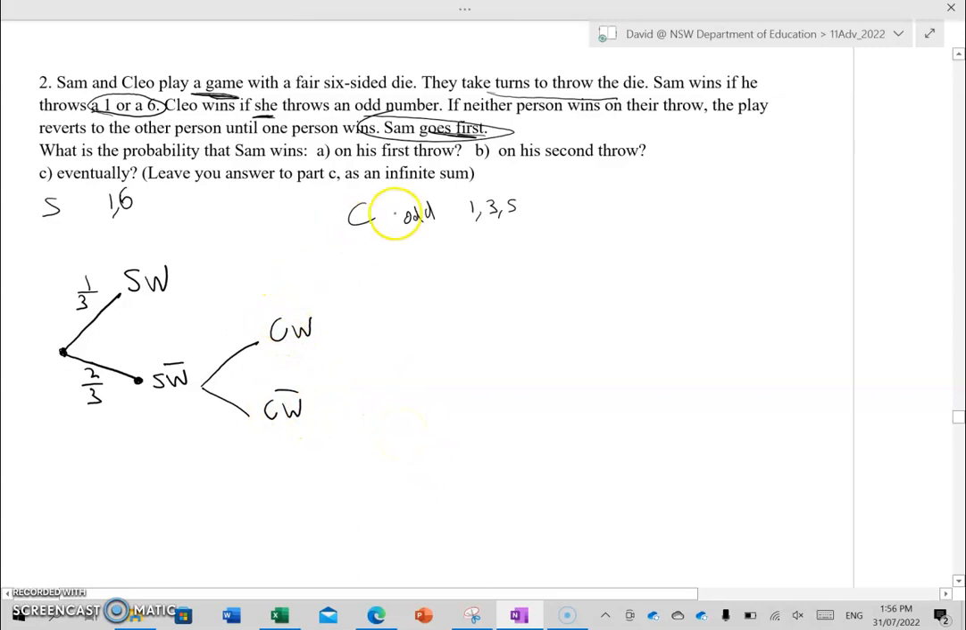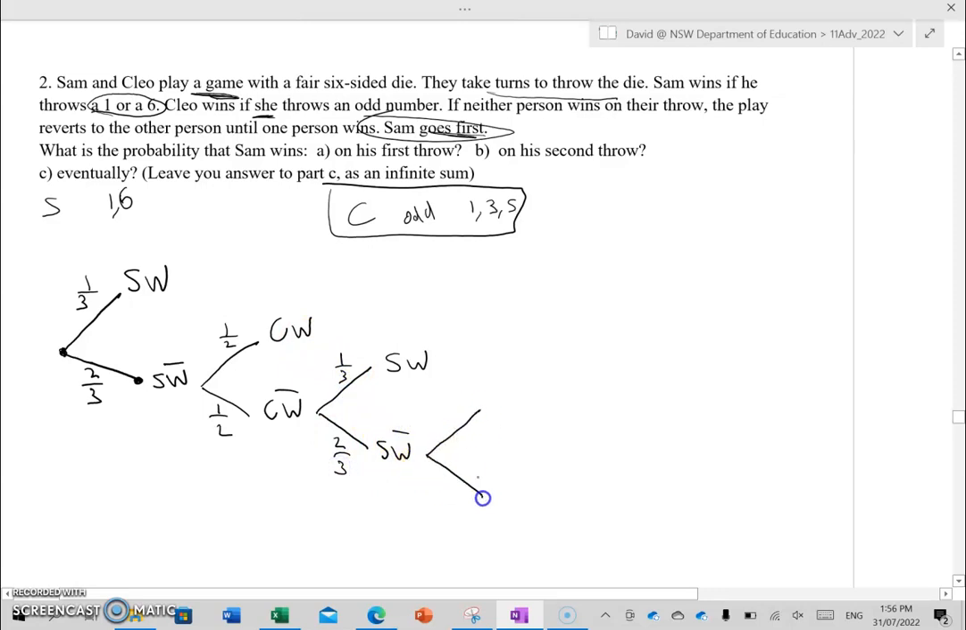So what's Cleo's odds of winning when she tosses? Well, she's got odds of 1/2 of winning, 1/2 not winning. Okay, so if Cleo wins, game stops. If Cleo doesn't win, the game keeps going, and it goes back to Sam's turn. So Sam winning will then be a third, Sam not winning 2/3, and then we repeat the pattern, right? Cleo's turn to throw, half chance that Cleo wins on that turn, half that it doesn't, and then keep going and so forth.